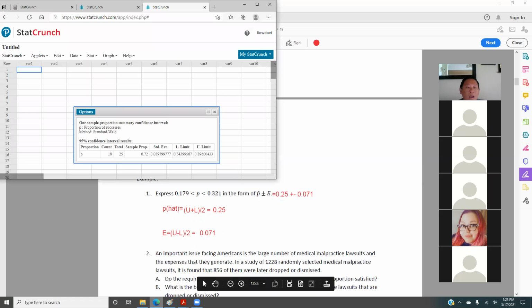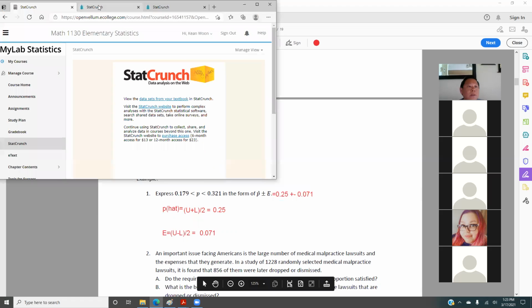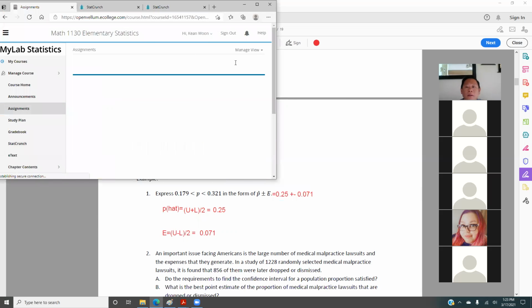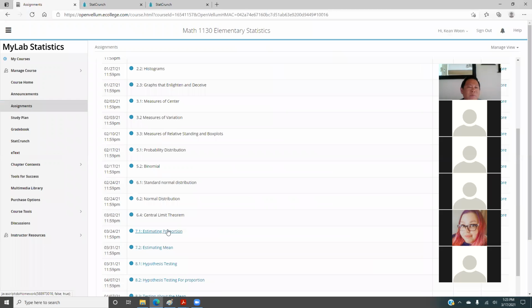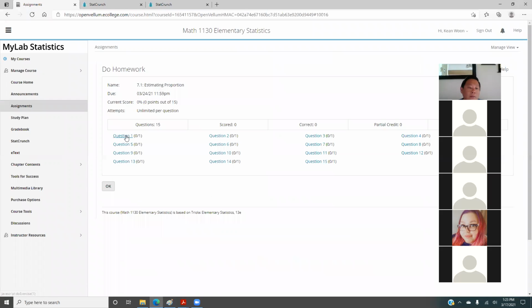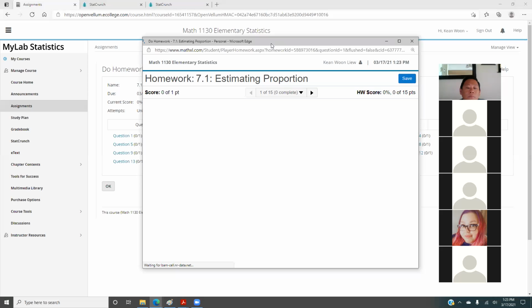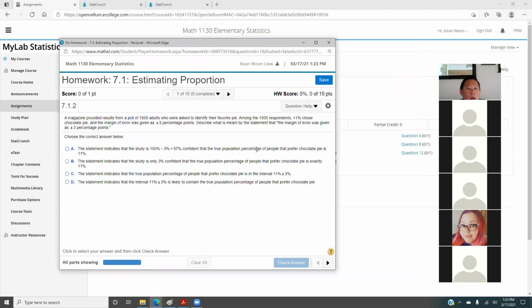Okay, so these questions are very similar to the homework. So let's take a look at your homework. This is not too tough actually. All right, a magazine polled 1,500 adults, and out of the 1,500 responding about their favorite pie, 11% chose chocolate. The margin of error is plus or minus 3%.